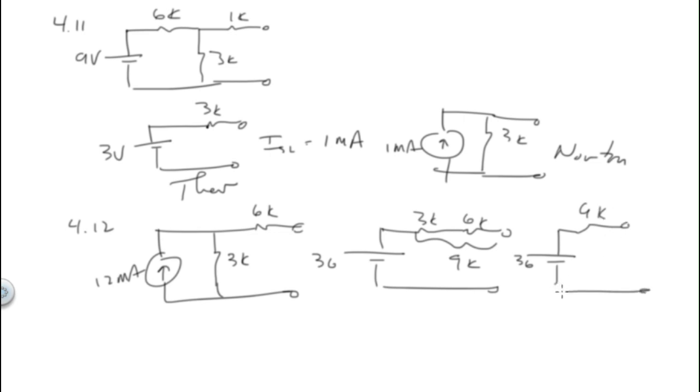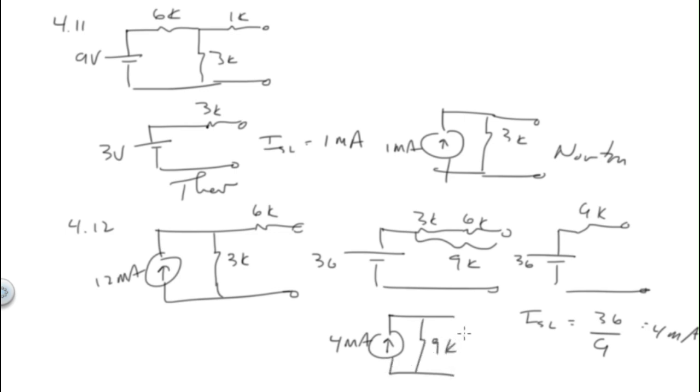What would be I shorted load? Well, it's 36 divided by 9, or 4 milliamps. So that's our Norton equivalent, 4 milliamps and 9K. So that's our Norton. And that's it. Okay, 12.